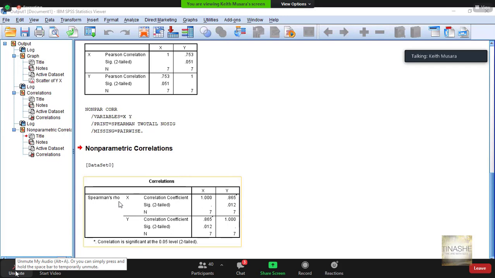Can you please repeat the rejection criteria? It's always the same. We reject H naught if the p-value is less than 0.05, for both the Spearman's and the Pearson's correlation coefficient. You see, it doesn't change. If the p-value is less than 0.05, we reject H naught. Okay, thank you.